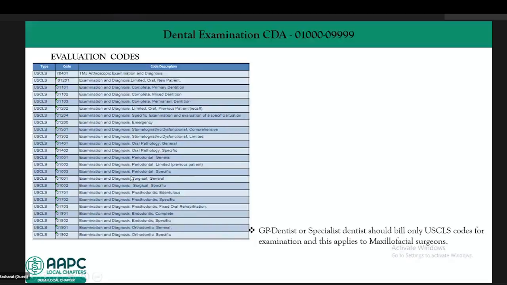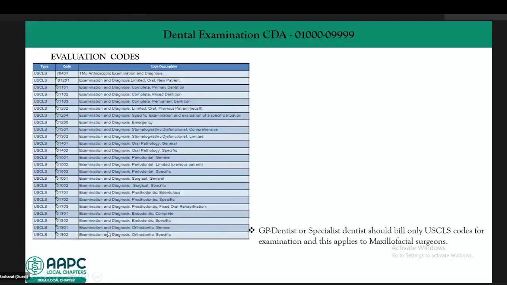So again, when you are assigning the dental examination, you need to be careful, as I mentioned before. For example, if the patient is coming only for a checkup or a limited exam, you need to assign 01201. If the patient is coming with any pain or any trauma, then it should be emergency. If the patient is coming for an ortho checkup, you need to assign this one. So what is important to know is what code you can bill under GP and under specialty. These codes you cannot bill under the GP.